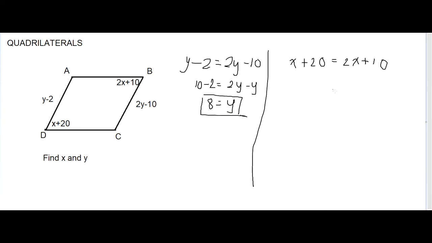Now, solve. You have 2x, now transpose mo yung x minus x. Yung 10, ilipat mo sa kabila. You have positive 20 minus 10. You have x now is equal to 10. So, you have the value of x and y.